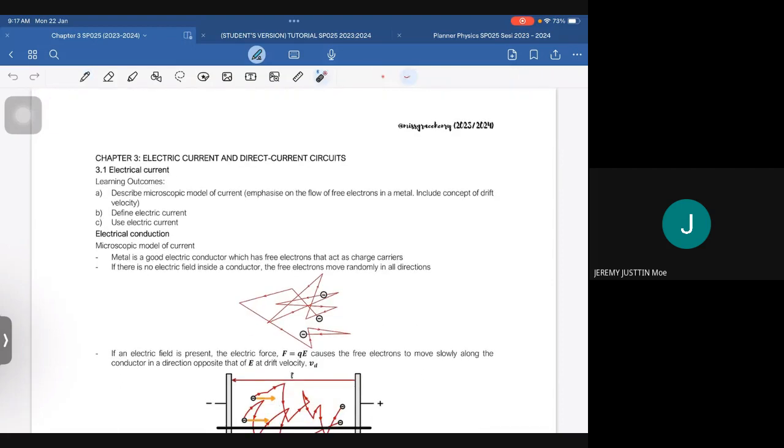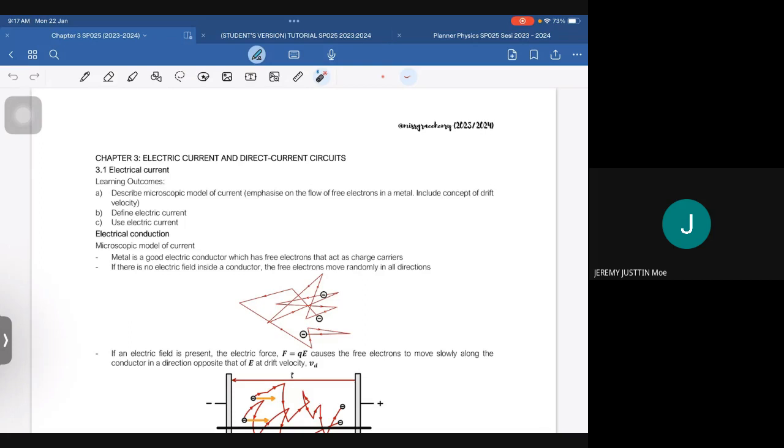Sebab dia ada a few subtopics. And then, based on my experience, this chapter yang mostly students ada problem lah. Okay? Dia simple tapi ada certain subtopic yang macam a bit difficult lah. Okay, so the first subtopic is on electrical current.